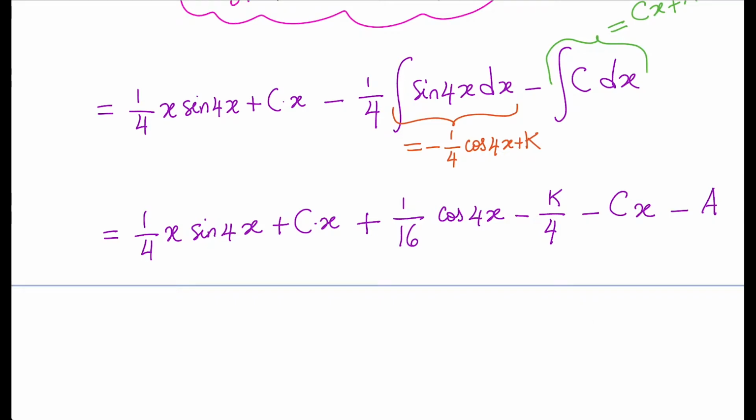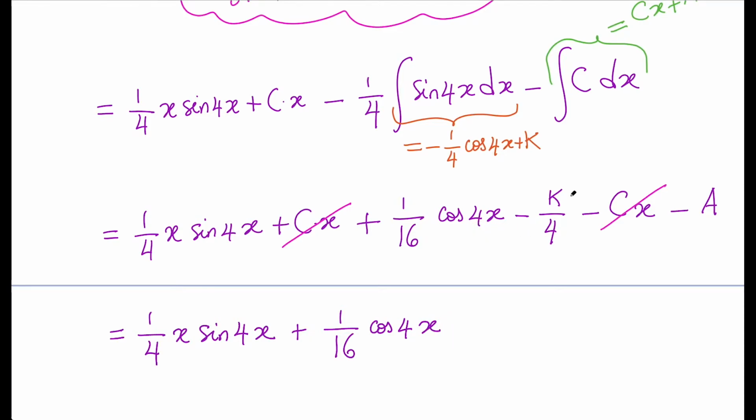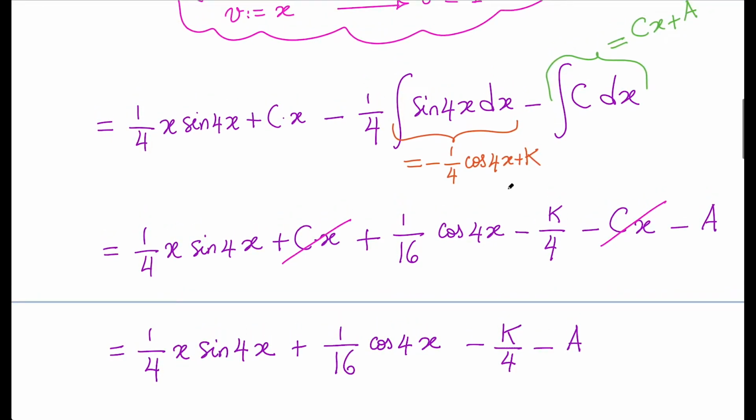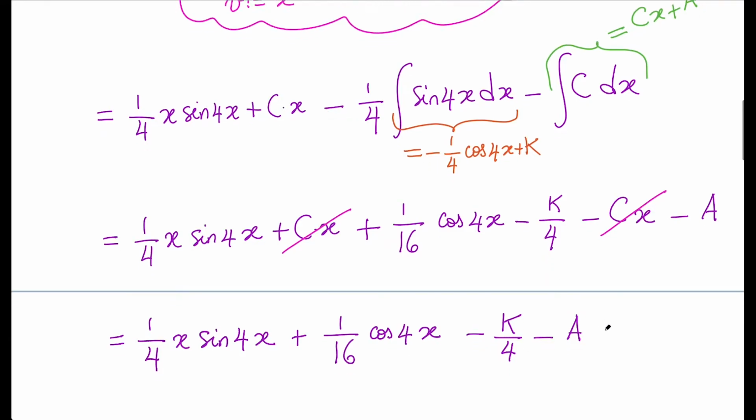And then what do we obtain? Well, we observe that the cx and the cx cancel, they have opposite signs. And then we get this equals 1 over 4 x sine 4x plus 1 over 16 cosine of 4x, right? Minus k over 4 minus a, where k and a, don't forget, are constants of integration. They are arbitrary constants, right? Arbitrary real numbers. Okay, so we get this.